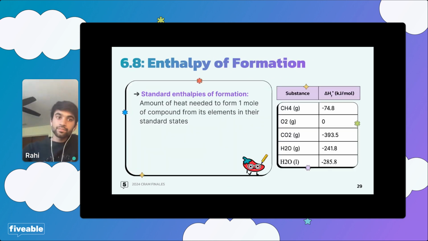Enthalpy of formation. The standard enthalpy of formation is the amount of heat needed to form 1 mole of a compound from the elements in their standard state, right? For given elements, the enthalpy of formation is 0. Like you'll see on that table, the second one down, O2 gas. The heat of formation is 0. Okay? This is just a definition. I would encourage you to know it.